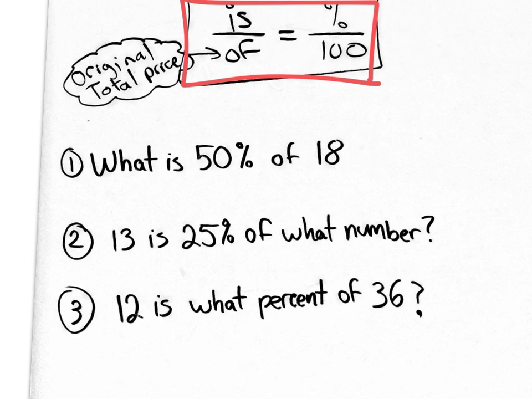The is over of equals percent over 100. So notice that it says, what is? You don't know the number that's with the is, so you would put an X up here on the is portion. You see this is up here? You would put an X up there.